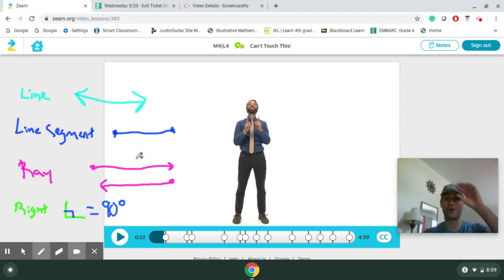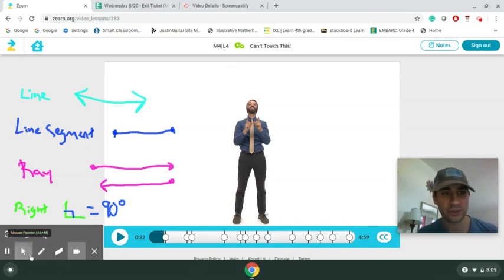Those are all really important. Lock those into your memory. I would study that for like 2-3 minutes. Make sure you have it committed to memory. Let's move forward. Start Zearn.